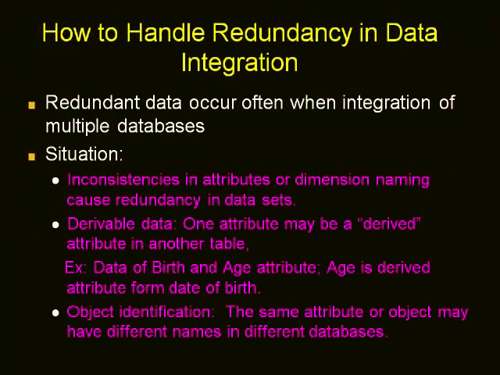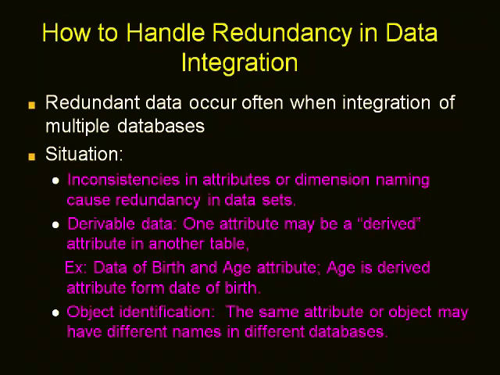So how do we handle the redundancy in data integration? Redundant data is an important issue that needs to be taken into account while integrating the data. Inconsistencies in attributes or dimension naming can also cause redundancies in the resulting data set. If an attribute is derived from other attributes, then the derived attribute is called redundant. For example, date of birth and age are two attributes present in a database. Age can be derived from the date of birth. Therefore, we can consider age as a redundant attribute.